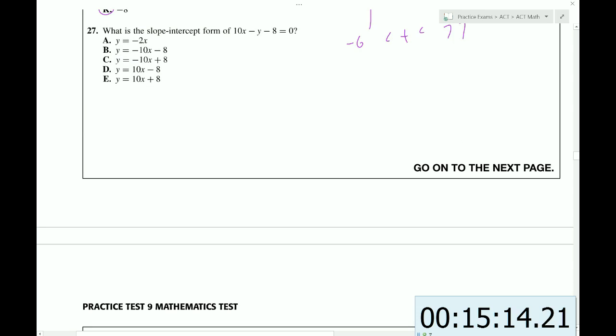What is the slope-intercept form of this? Well, you get y by itself moving it over there. Alright. And that looks like choice D.